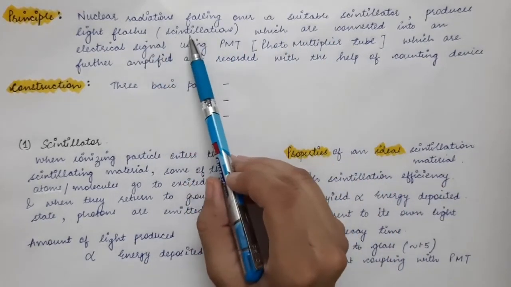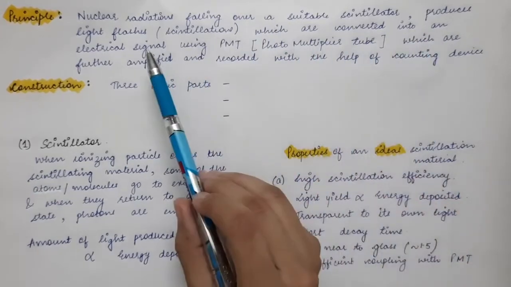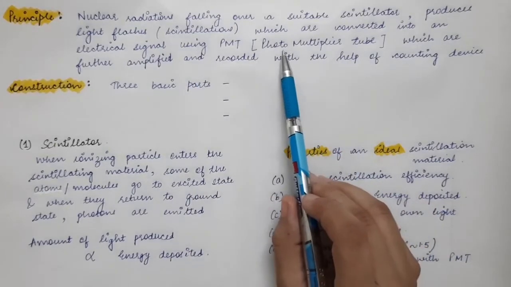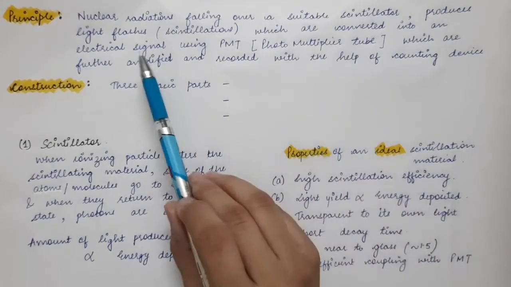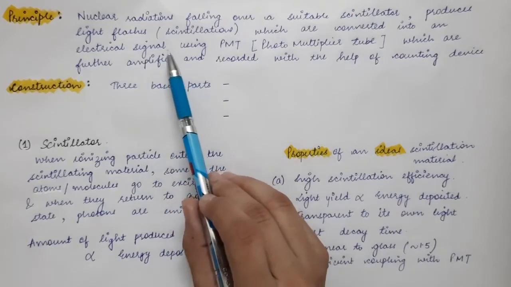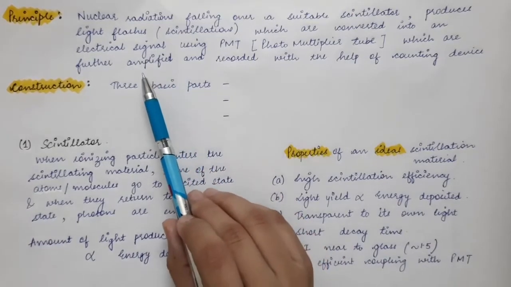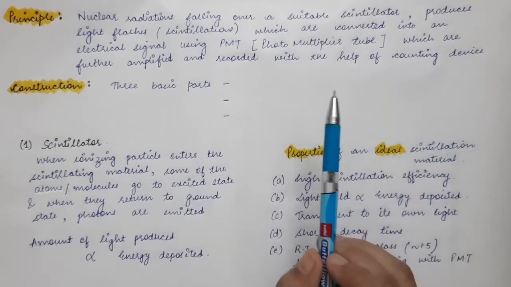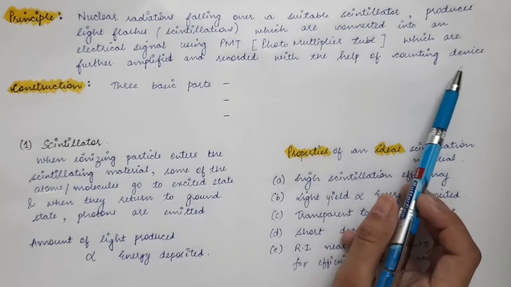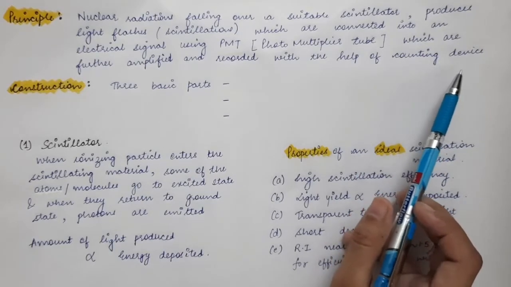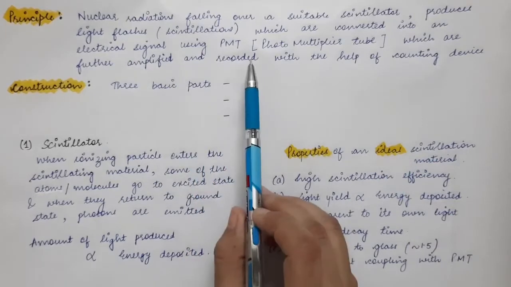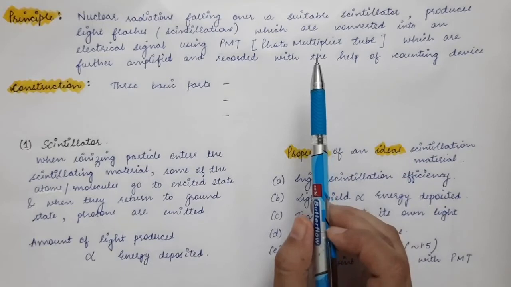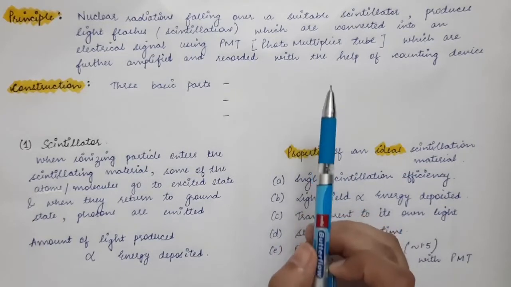Now these light flashes are converted into an electrical signal using a photomultiplier tube, a PMT. This PMT converts the light signal into an electrical signal, and this electrical signal is further amplified and recorded with the help of a counting device. So some electronic circuit is attached with the PMT. With the help of that electronic circuit, we can amplify and record these electrical signals, and hence we can detect the ionizing radiation with the help of a scintillation counter.